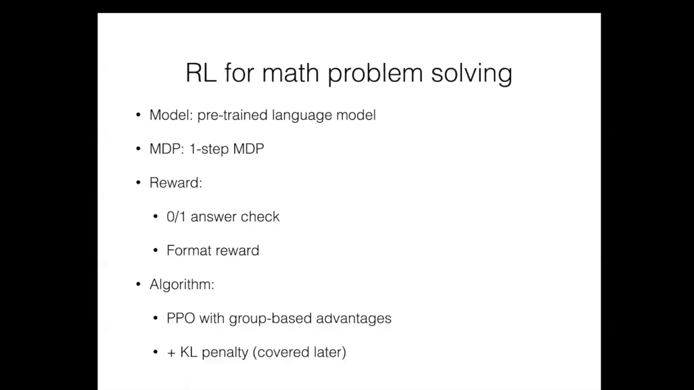They also do have a separate setting where they do some initial fine-tuning, and they have two separate models. The reward is again really simple. They're just checking whether the answer at the end is correct or not. They also check whether the format is correct, and they found that this is useful. So again, the algorithm that they use is going to be GRPO. So PPO with these group-based advantages, and then we'll introduce this KL penalty that they use a bit later.